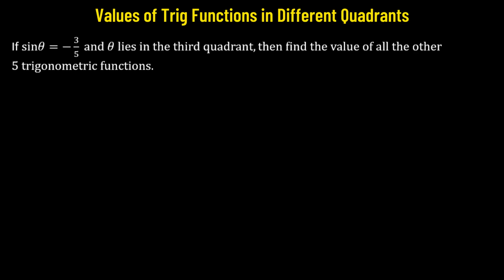In this problem, we are given the value of sine theta, which is negative 3 over 5. And it's also given that theta lies in the third quadrant. We need to find the value of the remaining 5 trig functions.